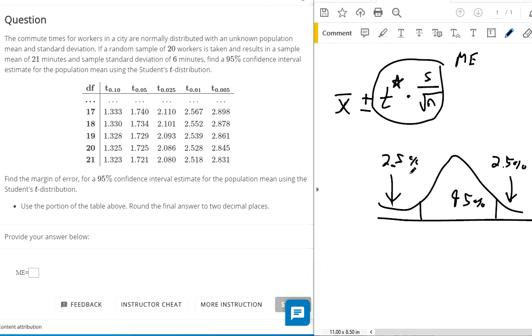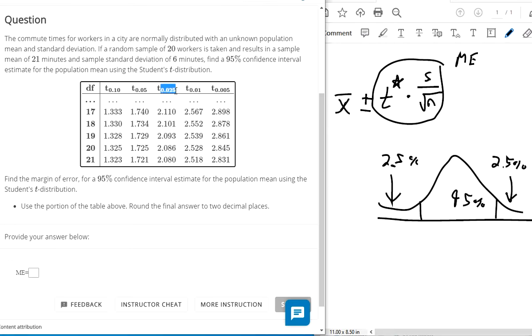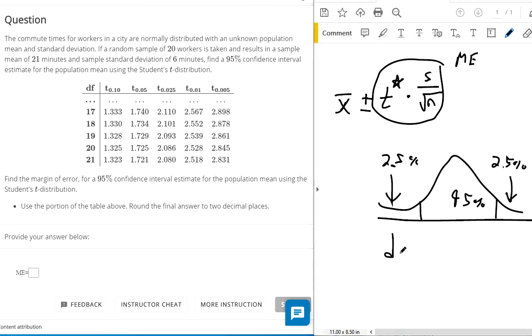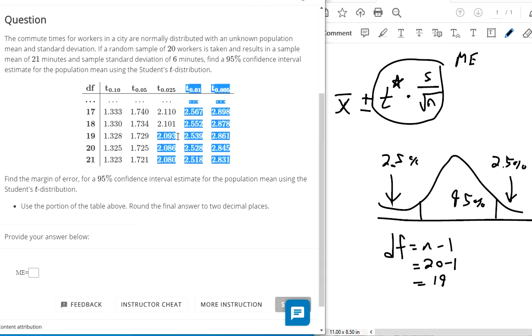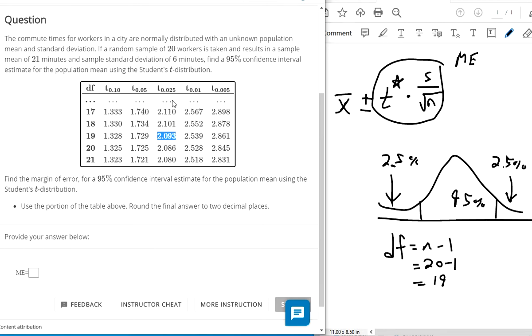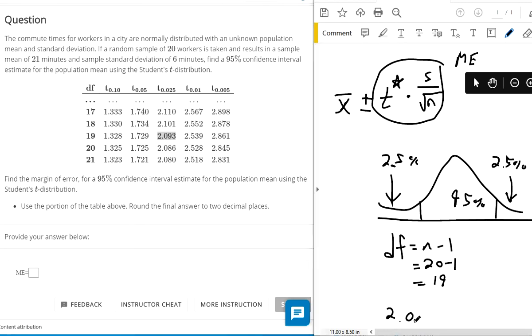So when we look it up in the table, we want to find a t value that represents 0.025 to match those tails. That's why we're going with this column. And then the row we use, the degrees of freedom, is just n minus 1 for one sample mean. Our sample size was 20 workers. If you subtract 1, we have 19. So degrees of freedom was 19. And the area of the tail is 0.025, so our t value is going to be 2.093.